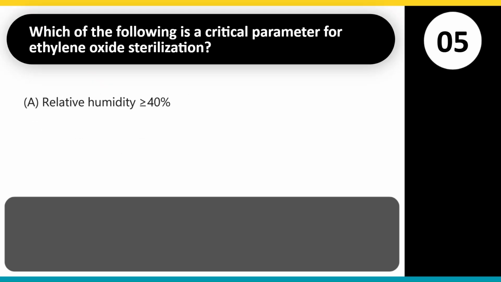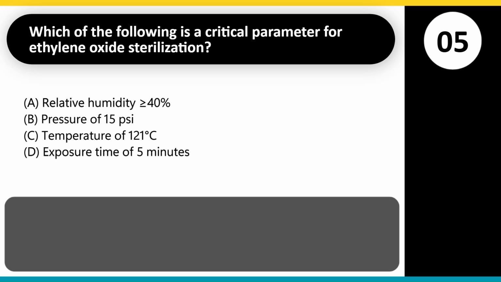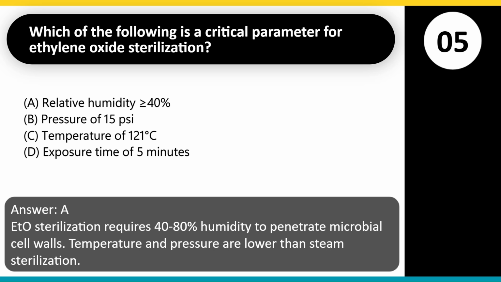Which of the following is a critical parameter for ethylene oxide sterilization? A. Relative humidity greater than or equal to 40%. B. Pressure of 15 psi. C. Temperature of 121 degrees Celsius. D. Exposure time of 5 minutes. Answer, A. ETO sterilization requires 40 to 80% humidity to penetrate microbial cell walls. Temperature and pressure are lower than steam sterilization.